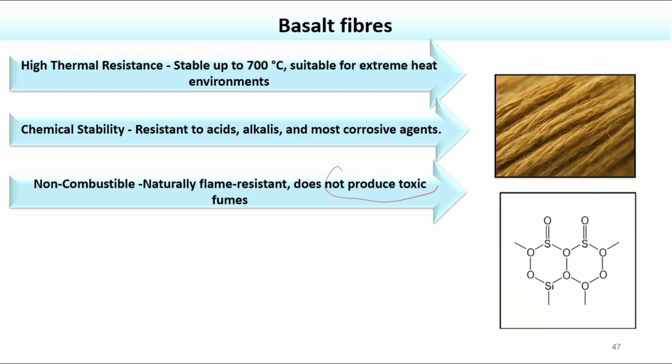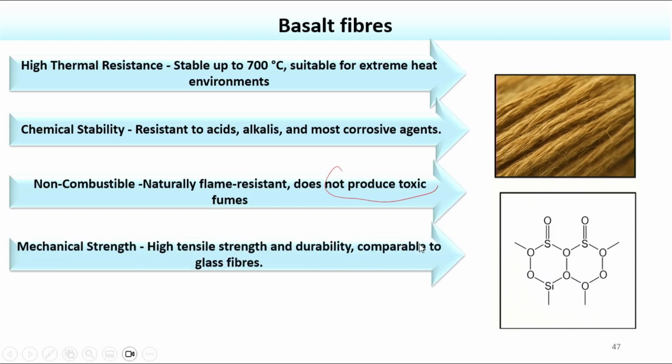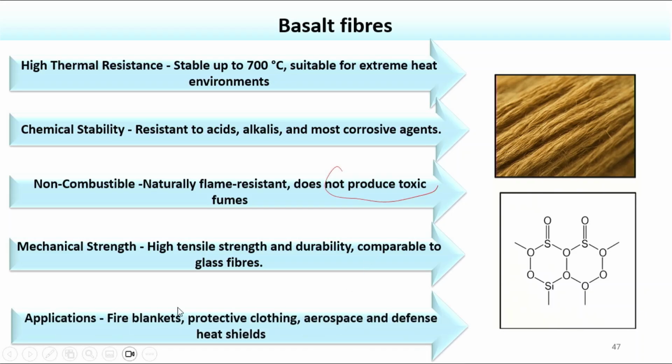So, basalt fiber can be used for some applications where there are high temperature situations. Mechanical strength, high strength, durability, and it is comparable to glass fibers. So, fire blankets, protective clothing, aerospace and defense heat shield. So, that many applications we can use basalt fiber due to this high thermal resistance.